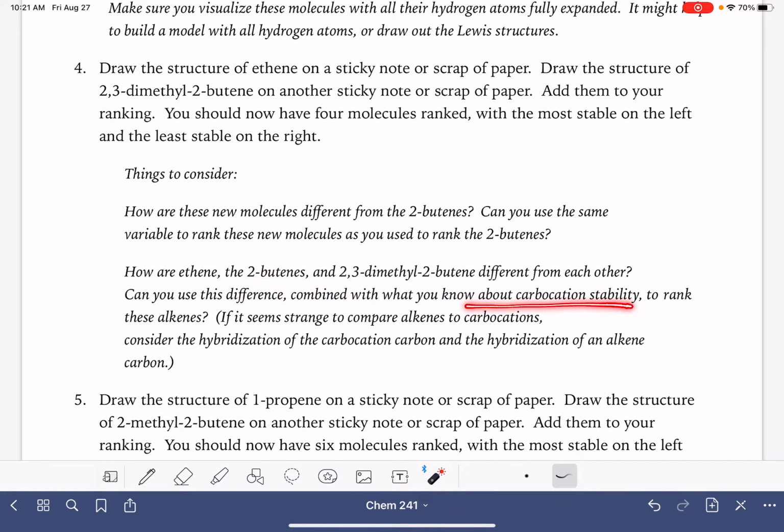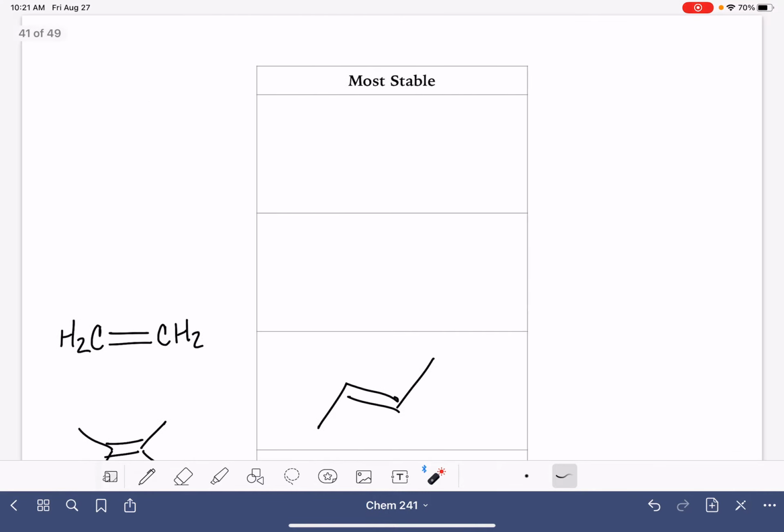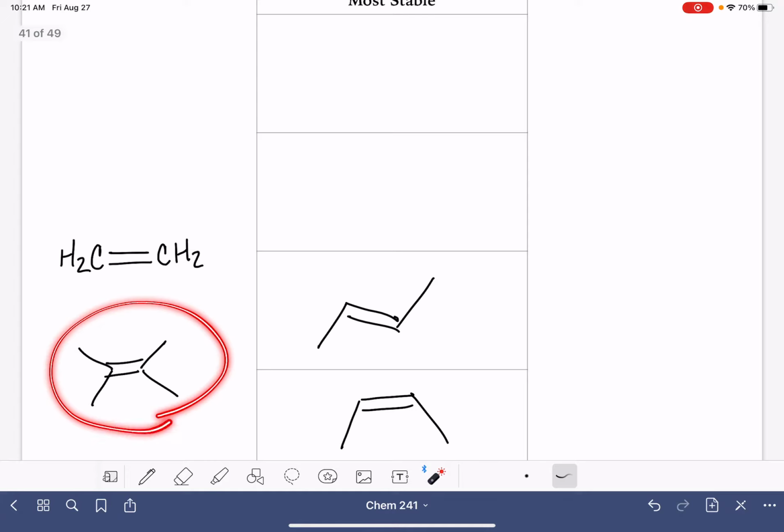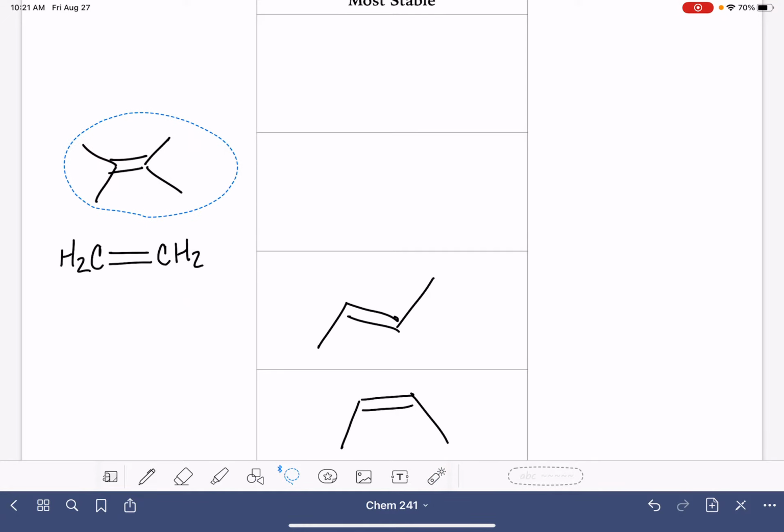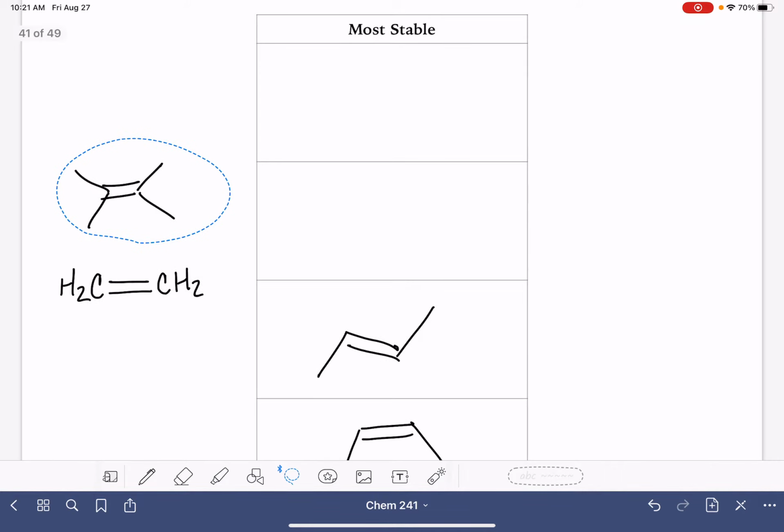What do we know about carbocation stability? So one of the things that we know about carbocation stability is that the more alkyl groups you have on a carbon-carbon double bond, the more stable the molecule is. So just in terms of these two, if we're looking at just these two molecules all by themselves, a carbon-carbon double bond that has 4 carbons attached to it is going to be more stable than a carbon-carbon double bond that has 0 carbon atoms attached to it. The more carbon atoms we stick onto this double bond, the more stable it is.